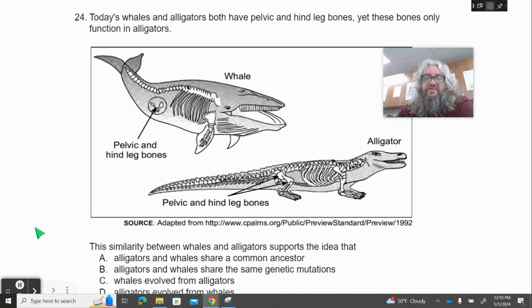Today's whales and alligators both have pelvic and hind leg bones, but these bones only function in alligators. The similarity between whales and alligators supports the idea that A, alligators and whales share a common ancestor. B, alligators and whales share the same genetic mutations. C, whales evolved from alligators. Or D, alligators evolved from whales.